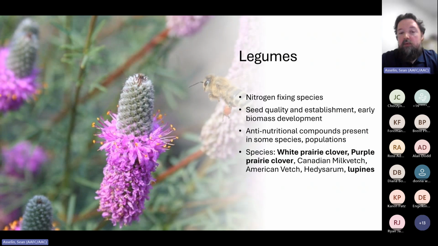So when we are working with most of our legume species, we're trying to focus on species that don't contain anti-nutritionals. This includes species like white prairie clover and purple prairie clover. We're also doing some characterization work on species such as lupines for their forage potential as well as the anti-nutritional content, to see if they can be used as native forages.